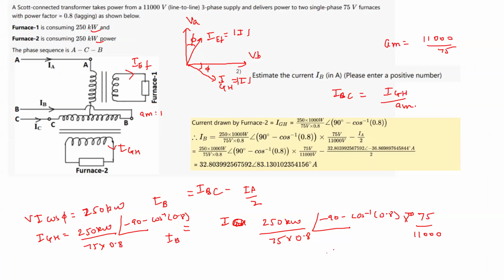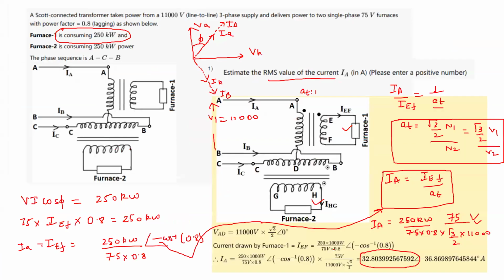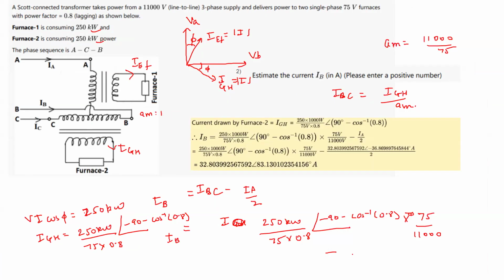Okay, and minus IA by 2. So IA we have found from the previous question, and you take that by 2. So you take 32.08 minus 36.86 by 2. Okay. So if you solve for it, you will get your IB.